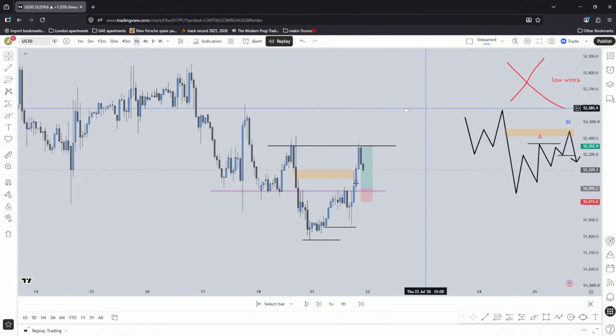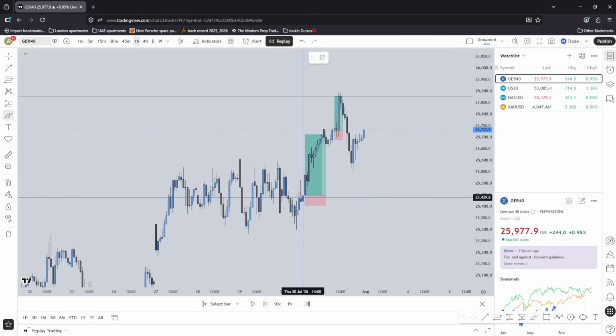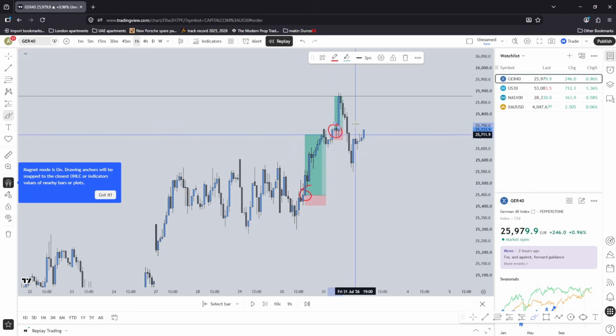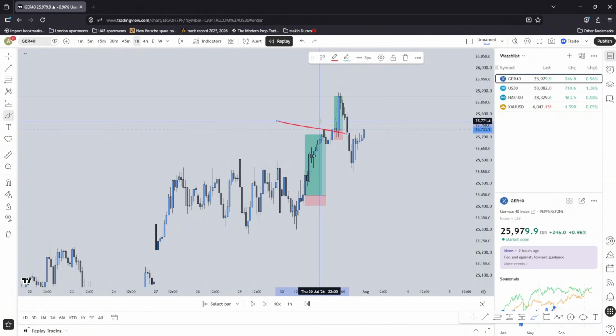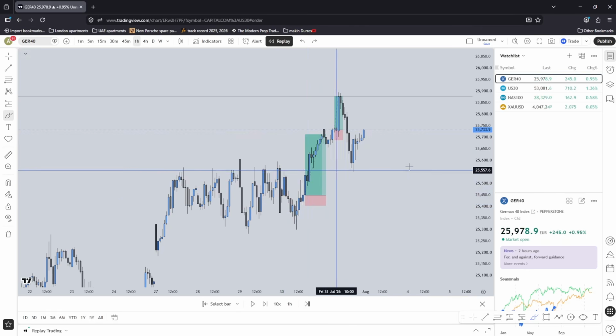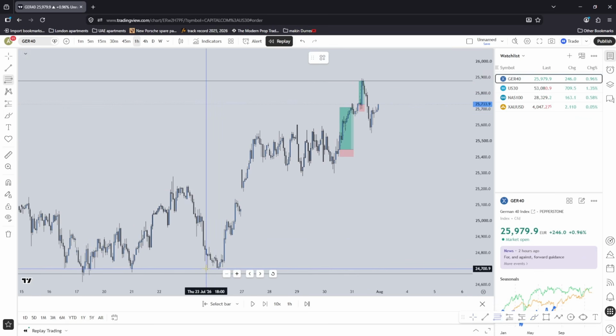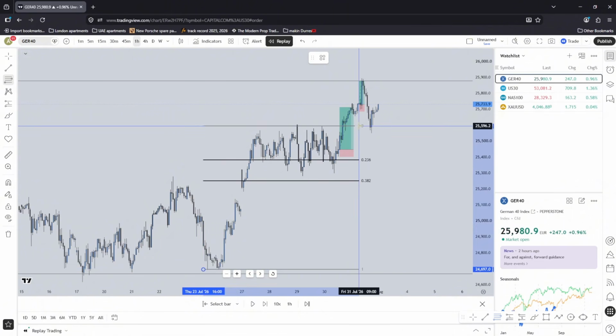And now let's go to Gym 40, because on the Gym 40, we actually had two setups as well. So let's go right into it. So as you can see, we have this one and also this one, but I'll be only going over this one because this is my second model, which I'm not trying to show here on YouTube, but basically it was the same logic. Okay, so I'm gonna put Fibonacci from the bottom to the top.